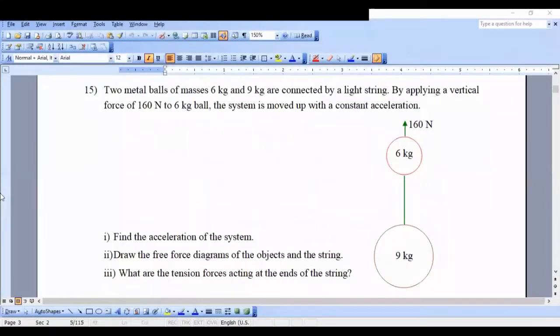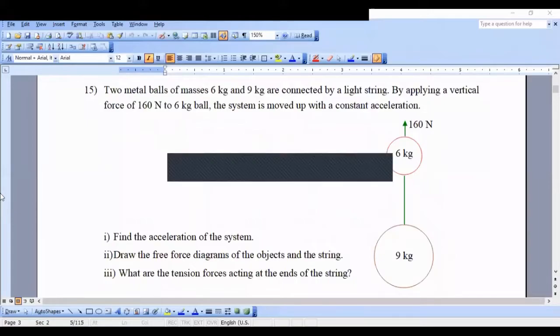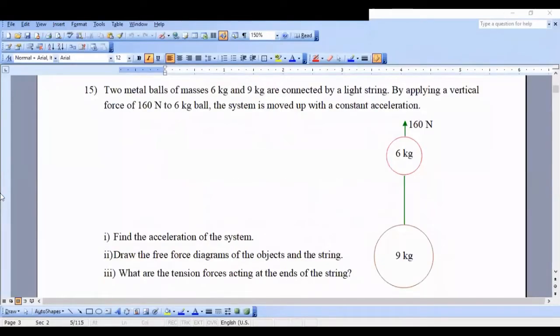I'll read the question. Two metal balls of masses 6 kilogram and 9 kilogram are connected by a light string. By applying a vertical force of 160 Newton to the 6 kg ball, the system is moved up with a constant acceleration. The masses of the two objects are 6 kilogram and 9 kilogram. Find the acceleration of the system. If you want, please take a screenshot and let me solve this problem. I'm going to solve the problem.